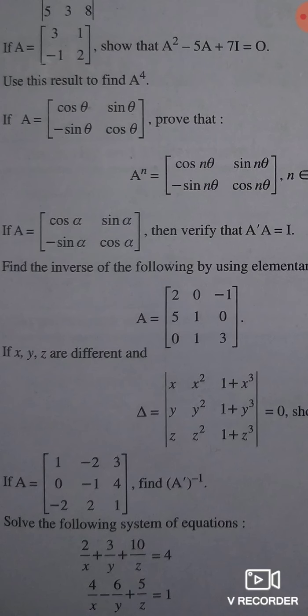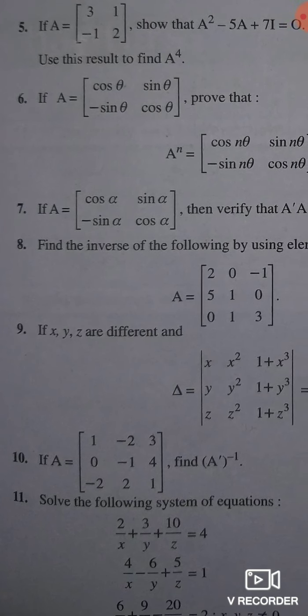Then you will multiply matrix A transpose into A. You will get the identity matrix. Right? Such matrices are also called orthogonal matrices. If a matrix multiplied by its transpose gives the identity matrix, we can say such a matrix is an orthogonal matrix.